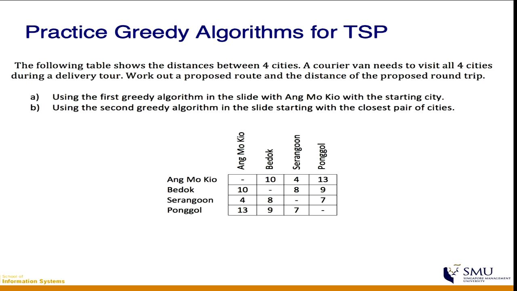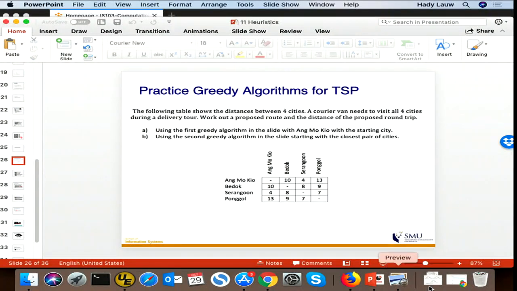Alright class, so let's discuss together on the greedy algorithms. For the practice questions here, you're given 4 places: Ang Mo Kio, Bedok, Serangoon, Punggol. And we are trying to determine what is going to be the optimal tour. But we may not get the true optimal. Instead, what we're going to do is to perform greedy algorithms. Now let's try both the greedy 1 and the greedy 2.